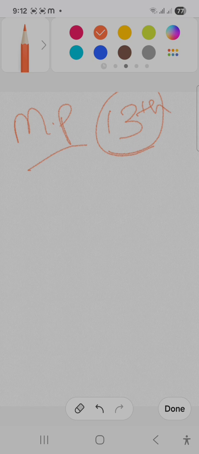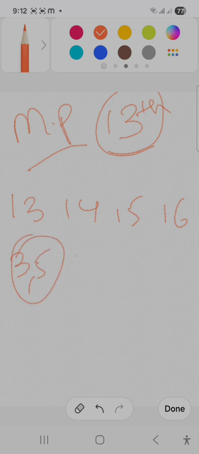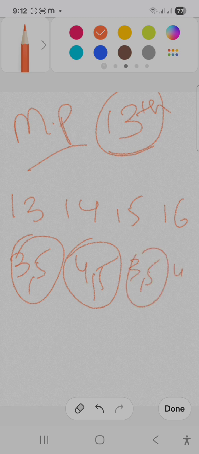The melting point exceptions are in the 13th group, 14th group, 15th group and 16th group. These are the exceptions of melting point in these four groups. How to remember these? Just exchange in the 13th group 3 and 5 elements, 4 and 5 elements. 3, 5, 4, 5. So like this you remember the melting point order for these four groups.